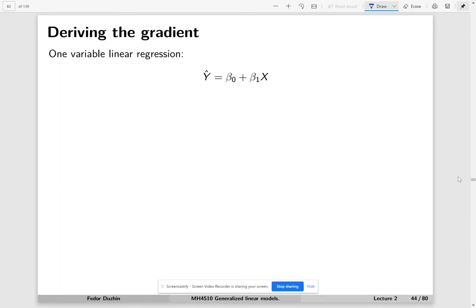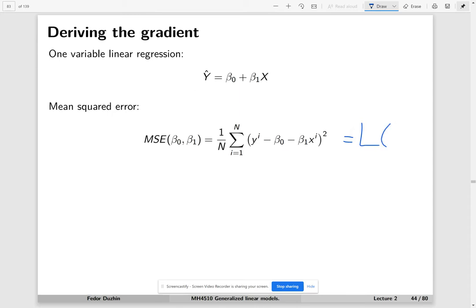So here is our, let's say for simplicity, we have just one variable. So we have one variable linear regression, which means that our beta is a vector with two entries, right? It means that the graph of our loss function is actually a surface in the 3D space. So here is our mean squared error. This is our loss function as a function of beta 0 and beta 1.